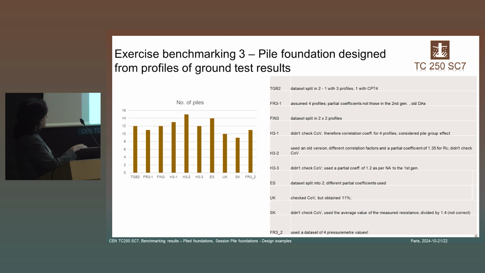And the second solution, coming from France, they assumed that there were pressure meters, and it was an obvious conclusion for them, usually working with pressure meters. Therefore, they obtained 11 piles instead of 12. So this is the insight of each of those 9 solutions received.